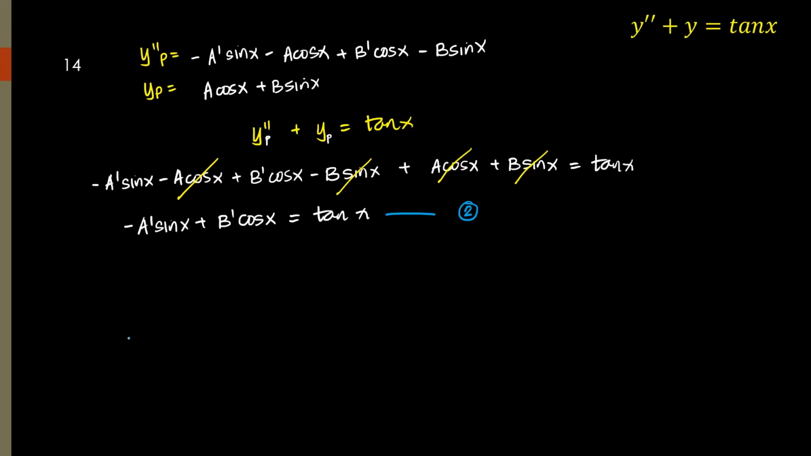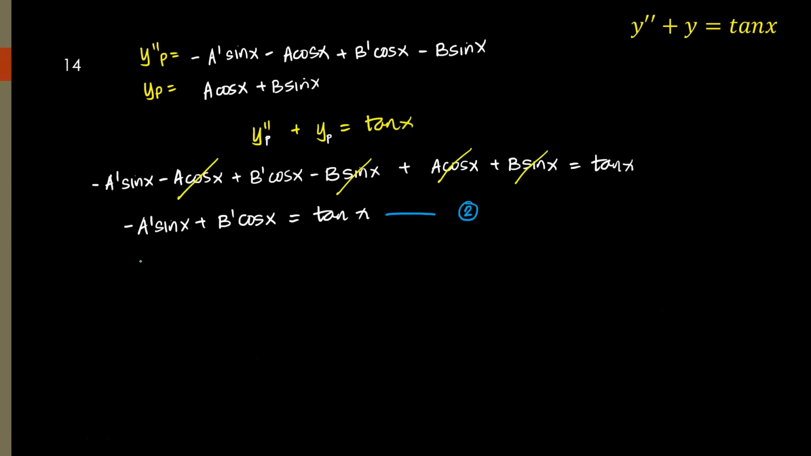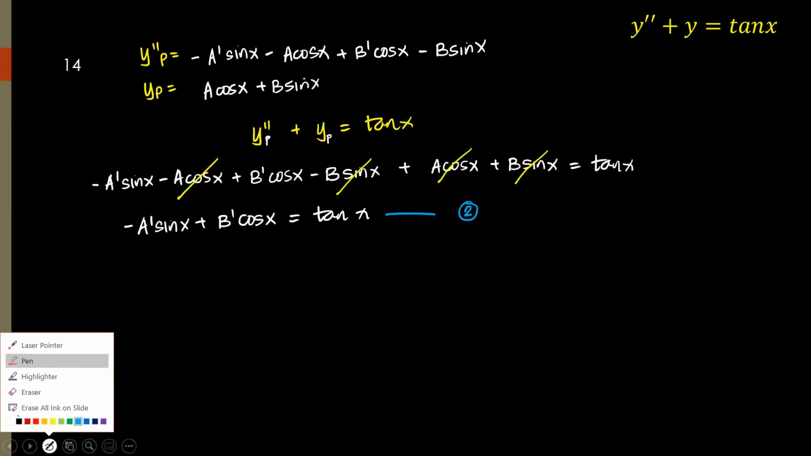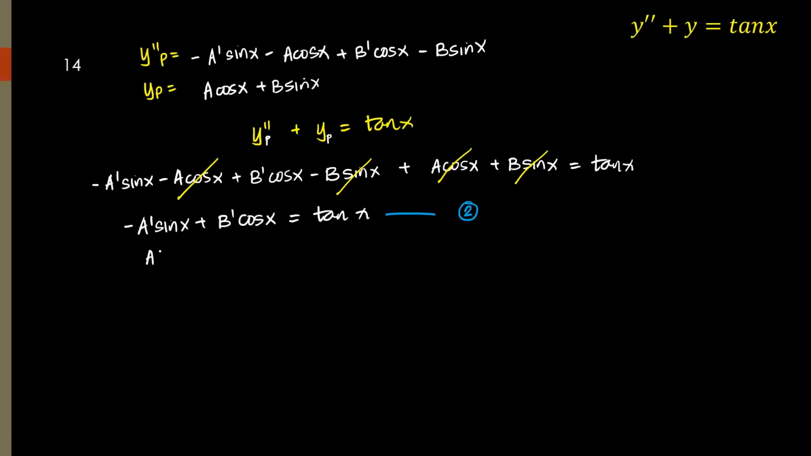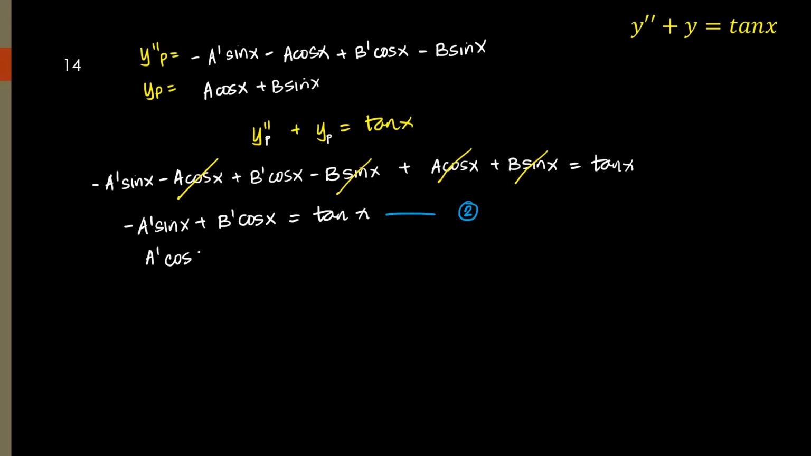Earlier I gave you an equation number 1, right? If we can recall, that is here: a prime cosine x plus b prime sine x is equal to 0. So using equation number 1, a prime cosine x plus b prime sine of x is equal to 0. So this was equation number 1.